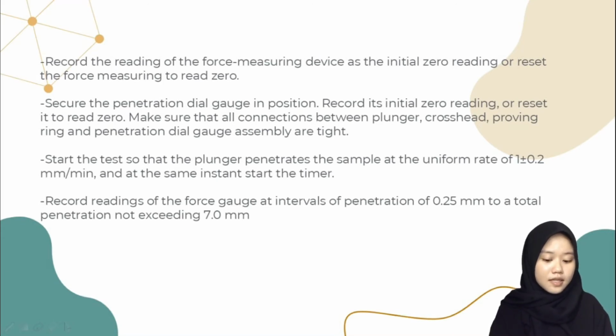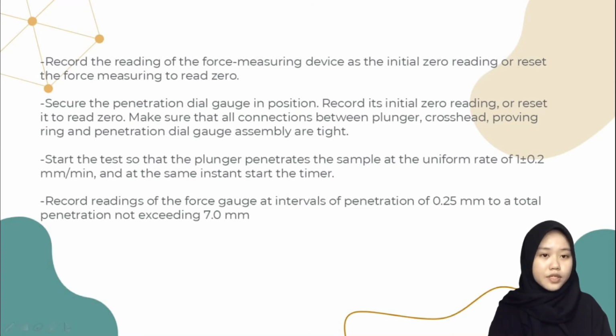Start the testing of the plunger penetration into the sample at a uniform rate of 1 plus or minus 0.2 mm per minute, and at the same instant start the timer. Record the reading of the force gauge at penetration intervals of 0.25 mm to a total penetration not exceeding 7.0 mm.